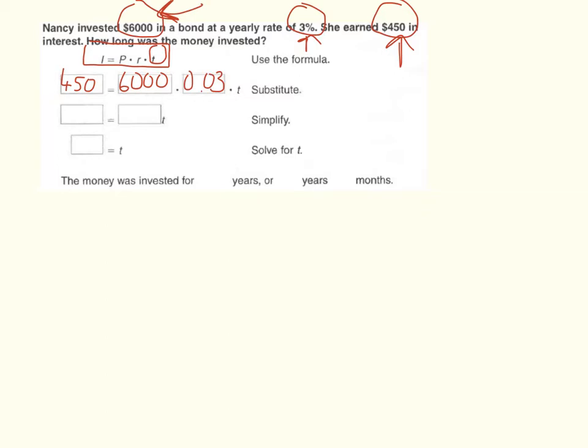If I simplify, I get 6,000 times 0.03 in my calculator gives me 180. I divide both sides by 180 so that I can get t all by itself. That's what I want to do. I want to get the time all by itself. So when I plug 450 divided by 180 into my calculator, I get 2.5.